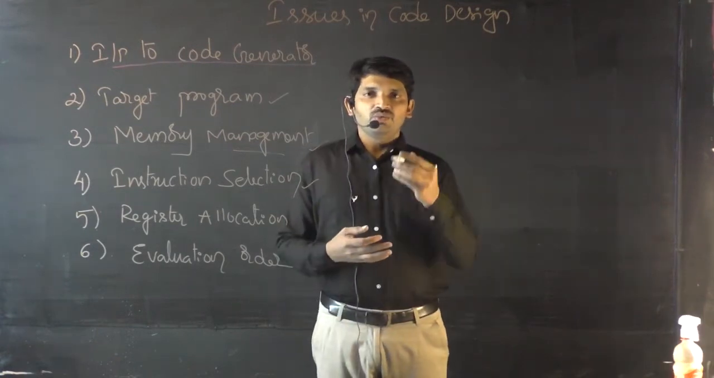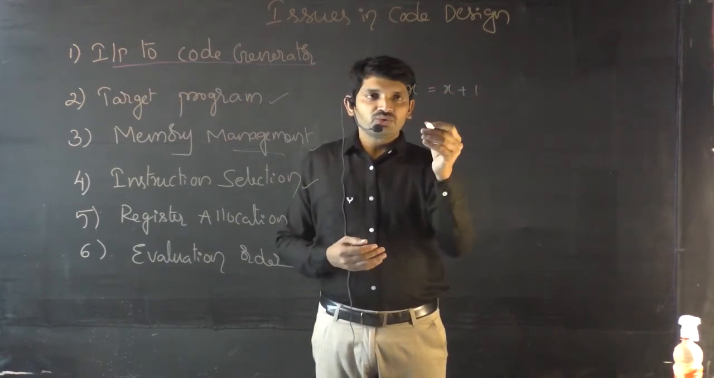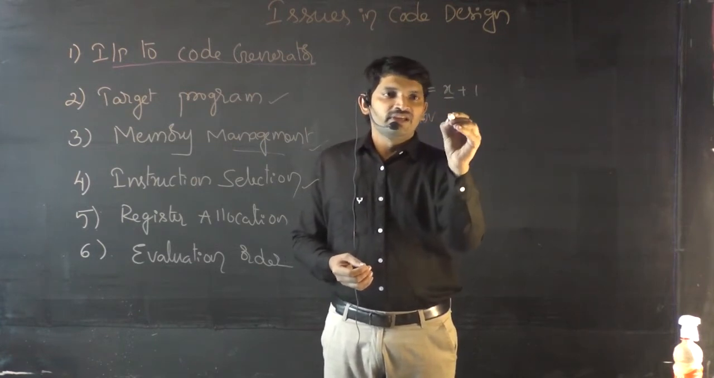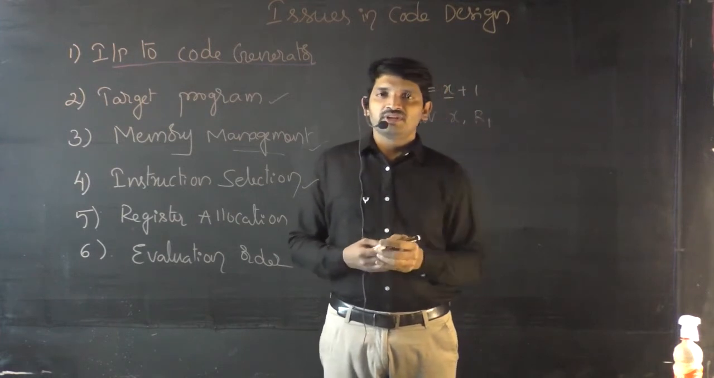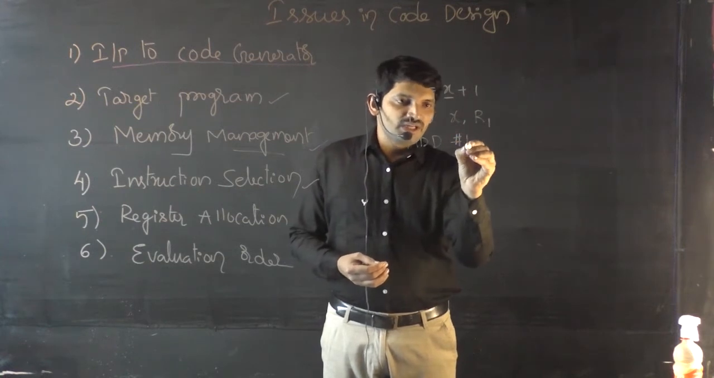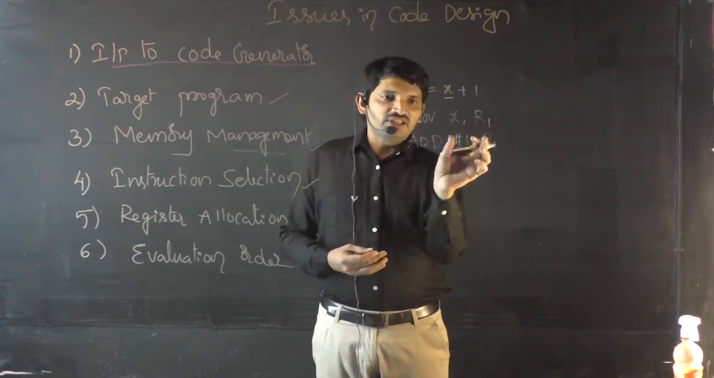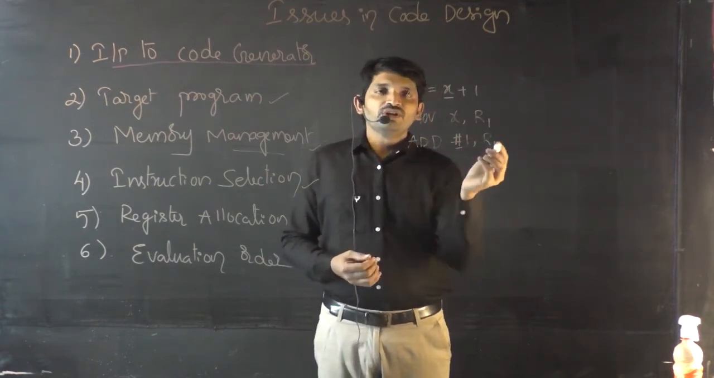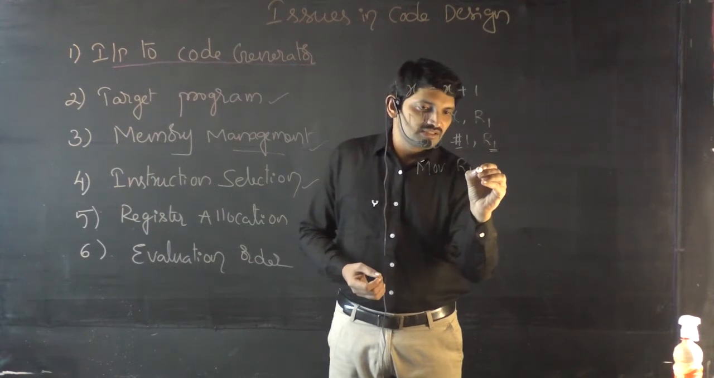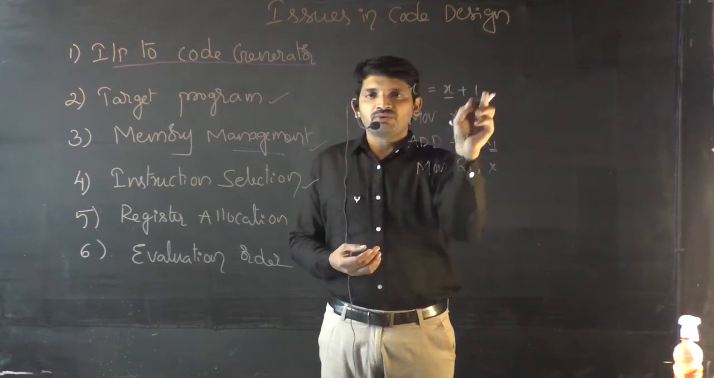Okay, let us take one more example, x equal to x plus 1. What do you have to do? First I have to move this x value to some register, as move x comma R1. Then I perform the addition operation between hash 1 comma R1. This hash represents a constant value. After this addition, the entire value is stored in R1. So I move it to x as move R1 comma x.